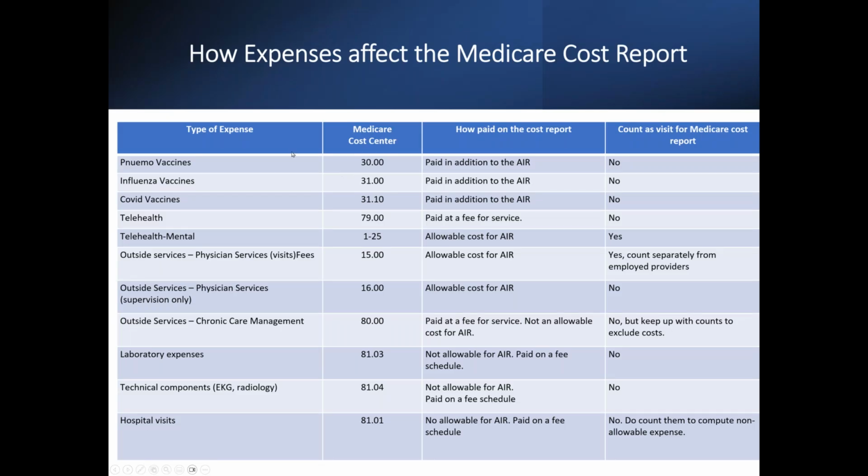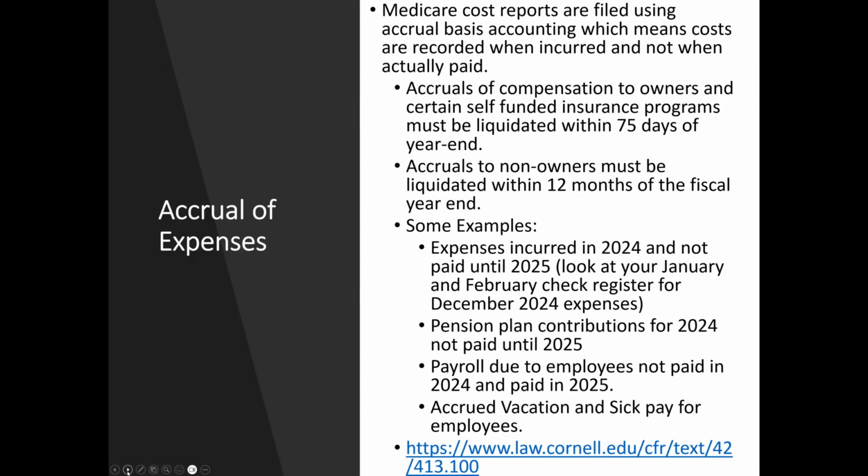Now this is just the detail of some of those expenses there. This goes over the type of expense, what cost center it goes in currently, how it's paid through the cost report, and then finally, whether or not you count it as a visit or not. So I won't read through each one of those sections there.